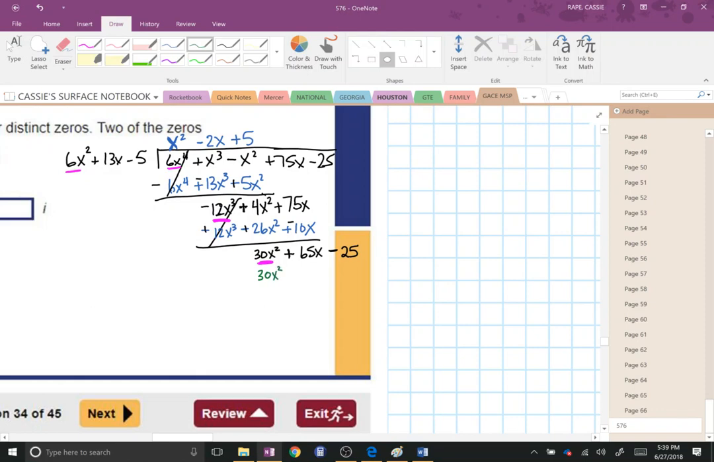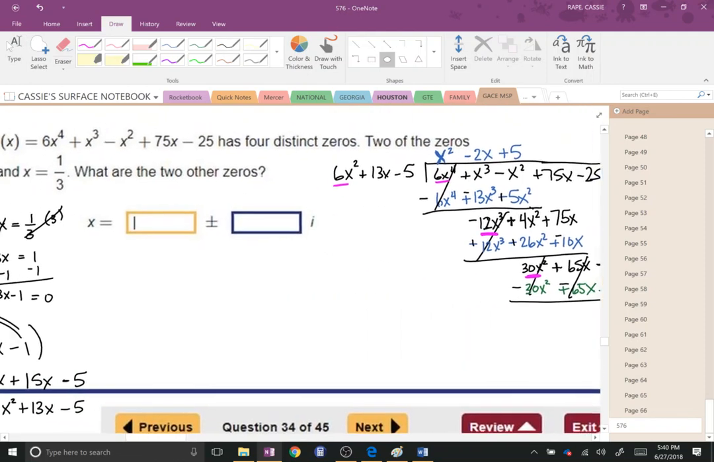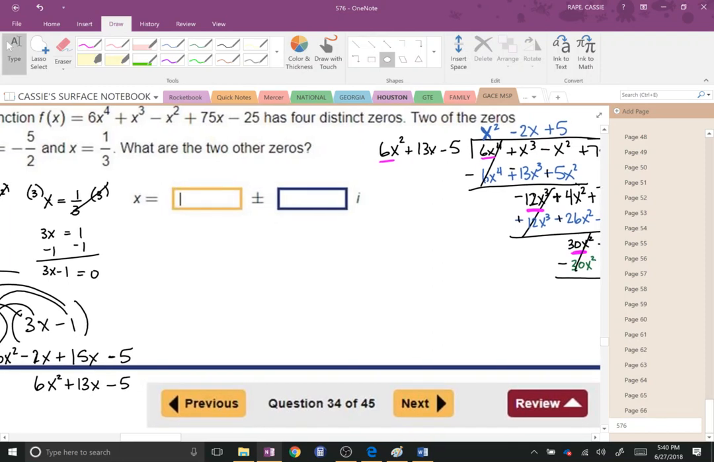30x squared. 5 times 13x is plus 65x. And 5 times minus 5 is minus 25. Do recall, though, draw the line, change all the signs. And it is cancel, cancel, cancel, which means it divides out evenly, no remainder. And so now you know that this divides into that many times. This is the equation that you get when you divide the factors that you already know out of it.